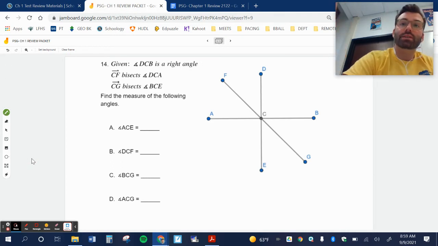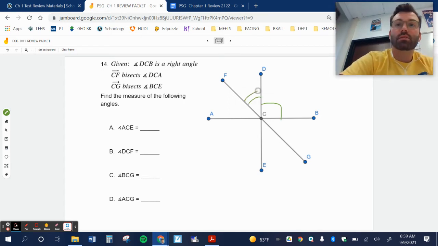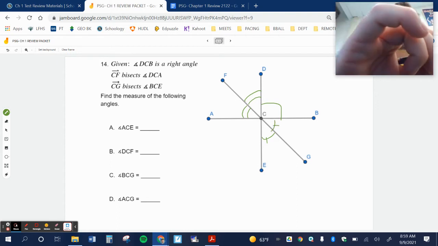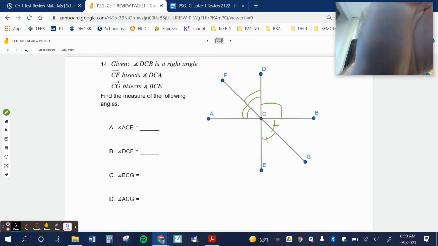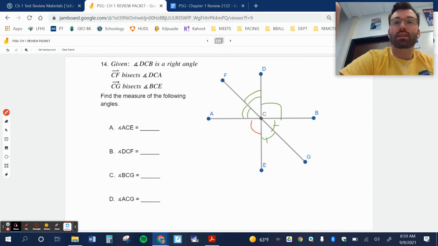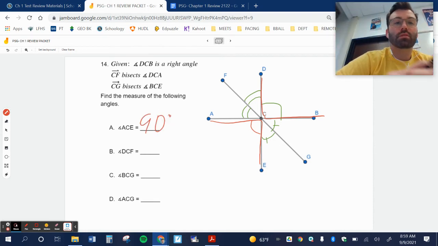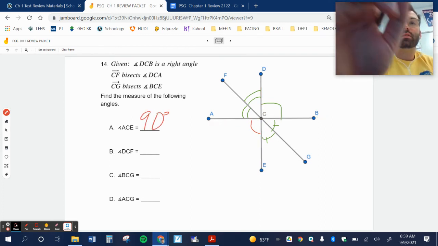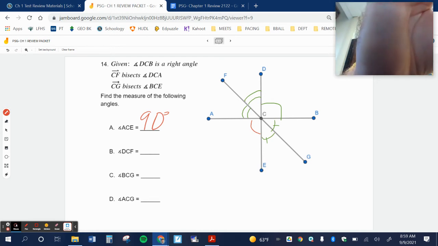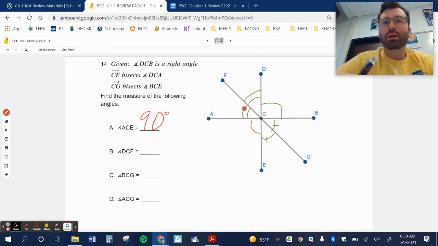Last one. DCB is a right angle. Mark it. CF bisects. That means those are congruent. CG also bisects. That makes these congruent. ACE, well, if you recognize here, ACE is this angle here, and that angle and this angle are vertical, so that's 90 degrees.